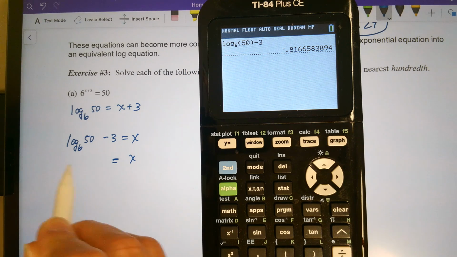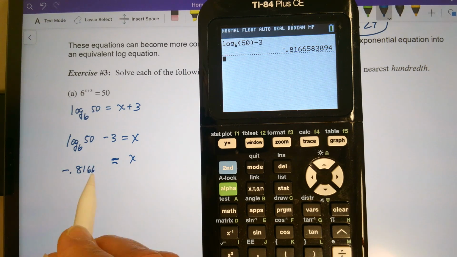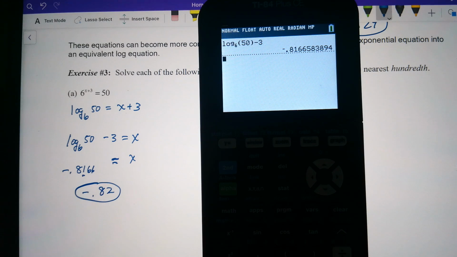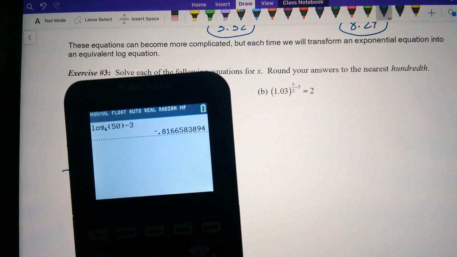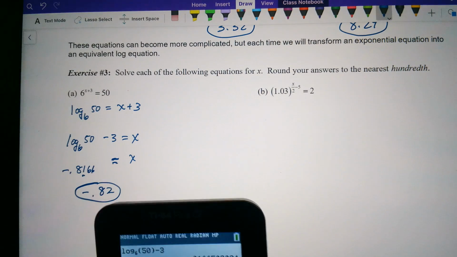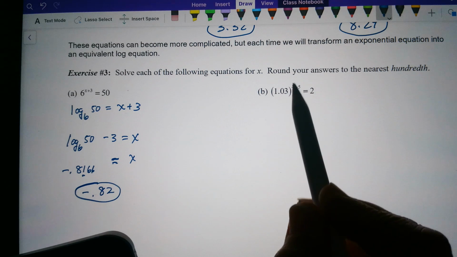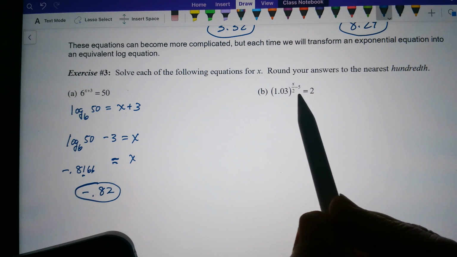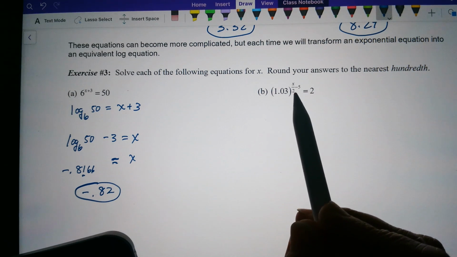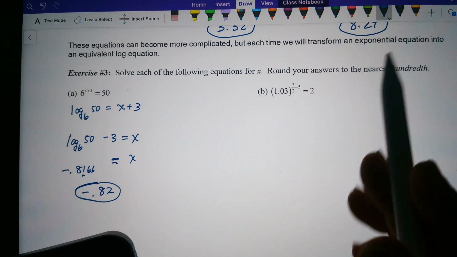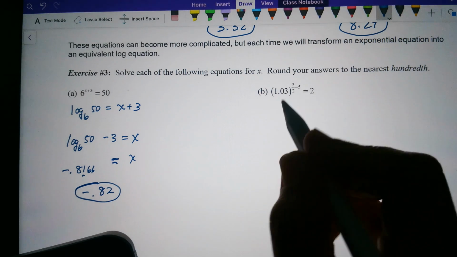So x equals approximately negative 0.8166, rounding to nearest hundredth, negative 0.82. And number 6. Okay, so the base and exponent, that's a much more complicated exponent, but that's okay. Base and exponent are isolated, so we switch to log form.